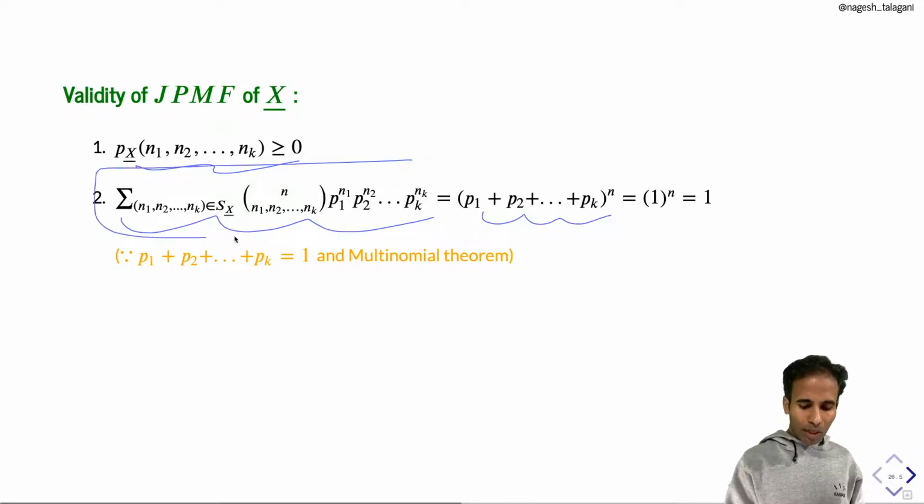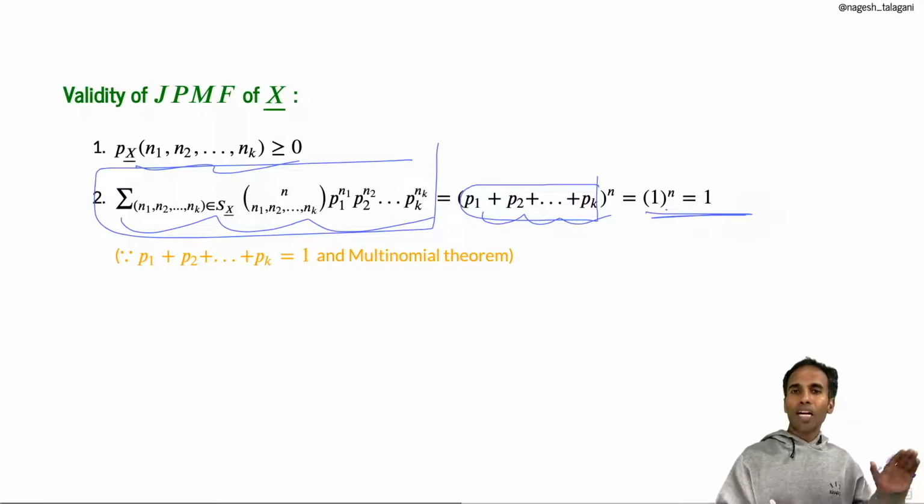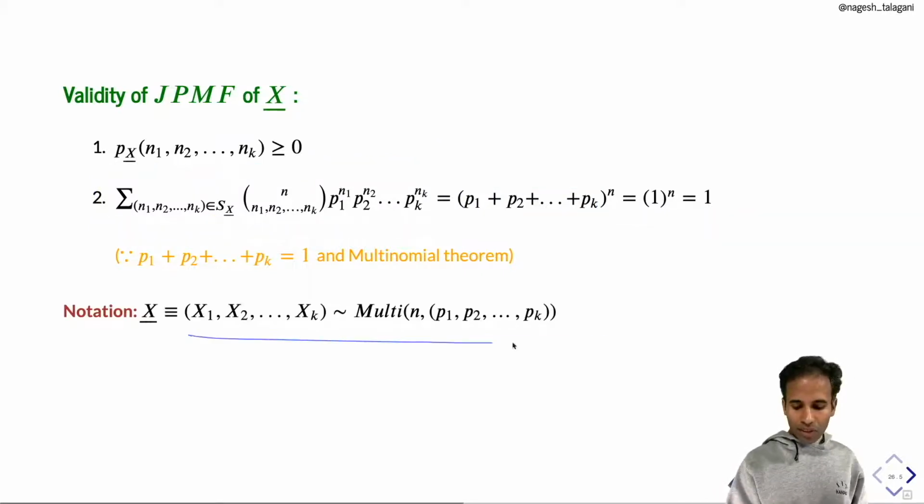So this sum of the joint PMF values over the support, we can write (p1 + p2 + ... + pk) to the power of n. But we know the sum of pi from 1 to k equals 1. This is nothing but 1 to the power of n, that is 1. So the total joint PMF values over the support equal 1, so it is going to be a valid joint PMF. Fine. This is a notation.